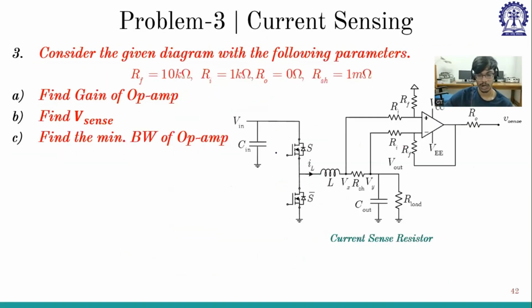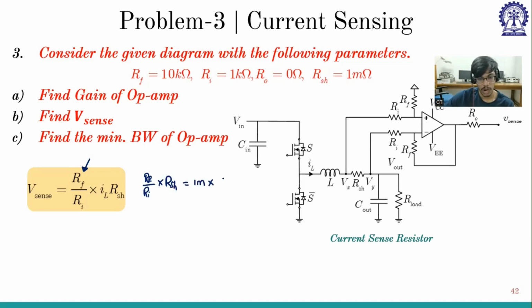Now coming back to this part. I will not spend much time here. I know the formula and you also know the formula. So V sense is what? IL into RSH into the gain. So what is the gain? RF by RI into IL into RSH. So RSH is 1 milliohm. So 1 milliohm into RF by RI, which is 10 kilo by 1 kilo, so it will be 10 into 1 milliohm. So it is 0.01. This is my overall gain. But I have asked what is V sense. V sense is 0.01 times IL. This is my V sense.